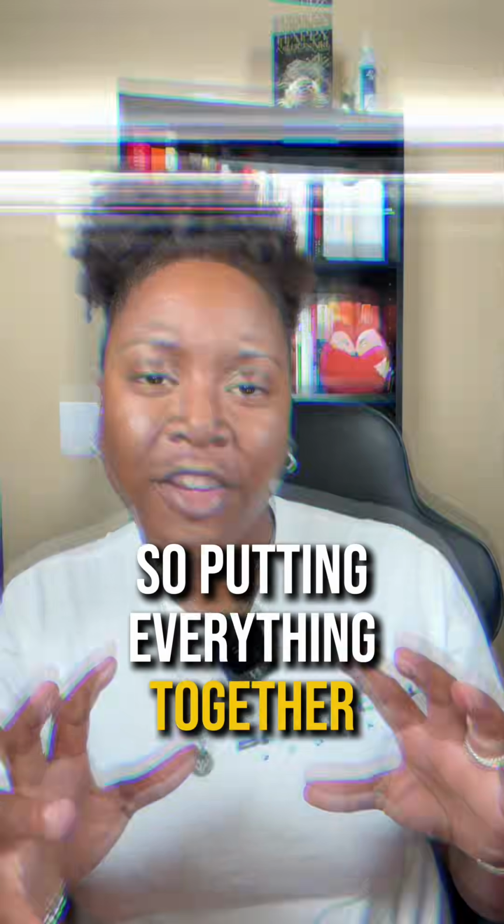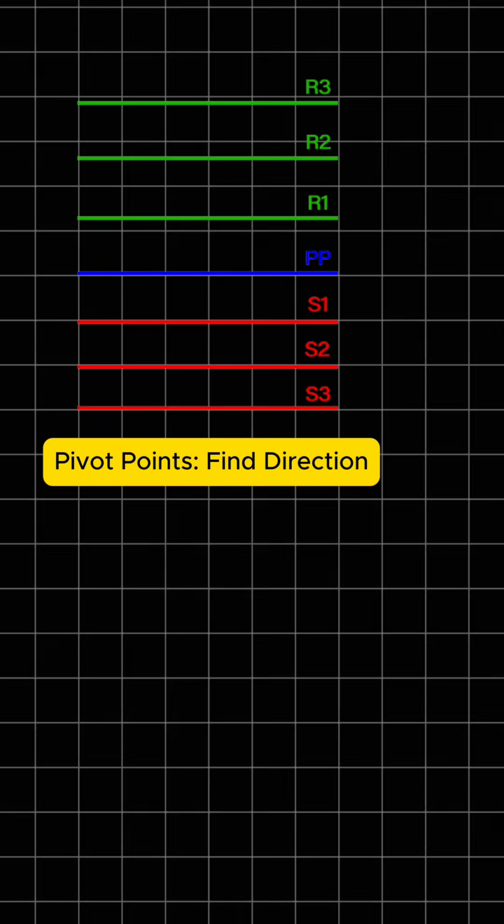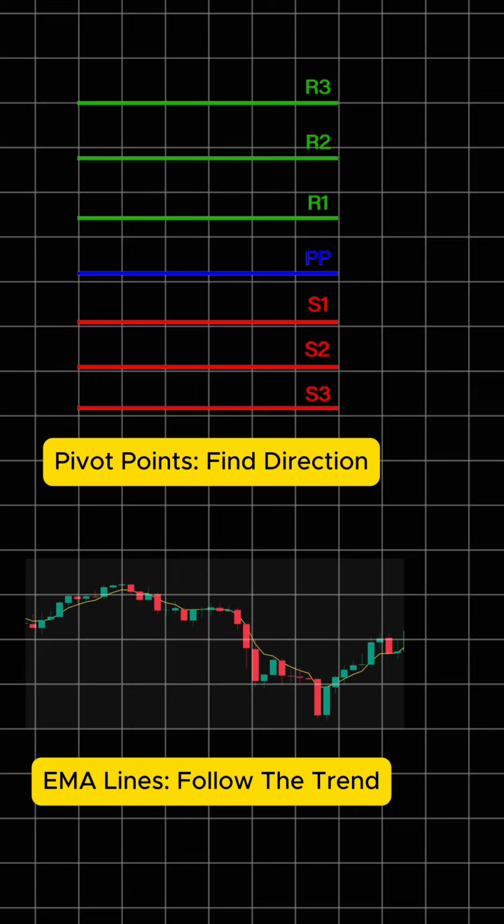So putting everything together, you have pivot points for your clear direction, and then you're going to have the EMA for quick decisions on trend.